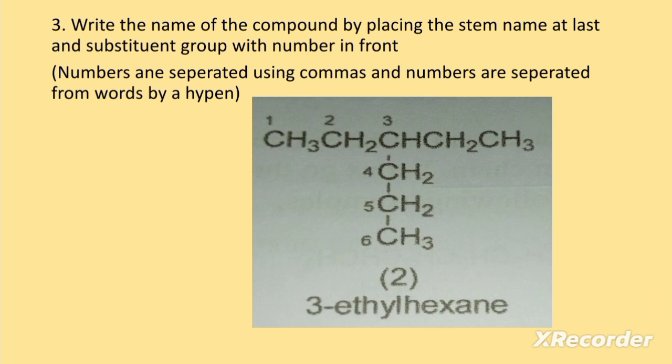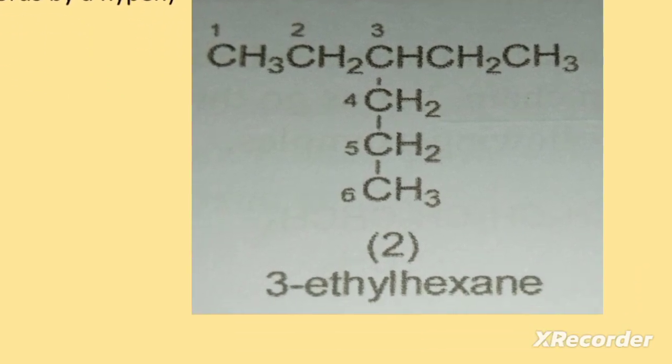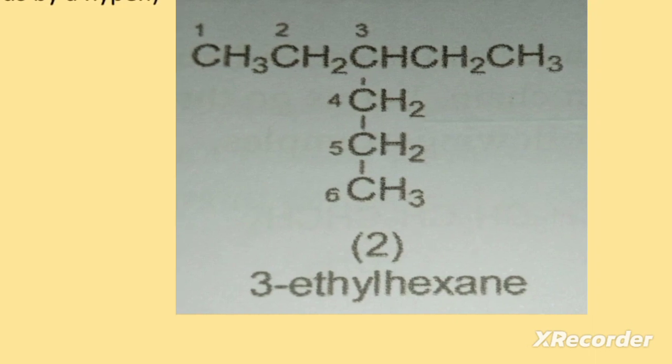And here you can see the longest carbon chain contains 6 carbons. So this is hex. As there are no double bonds or triple bonds, this is ane. We place this stem name at the end. So the stem name of this compound is hexane. And here to this third carbon atom an ethyl group is attached.